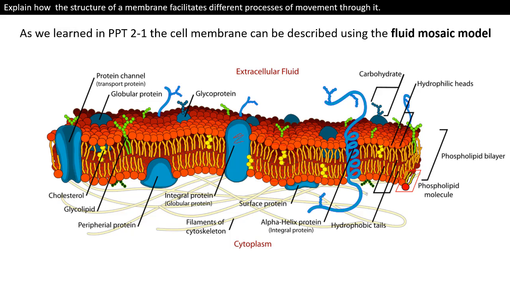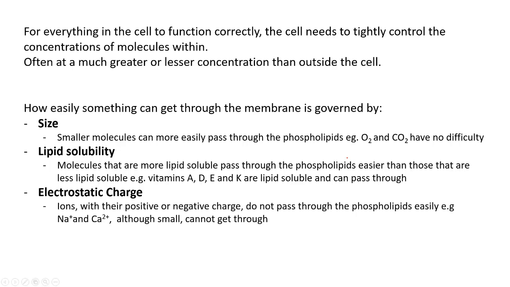Also, the proteins that are embedded in the membrane are very important. You can see up here, there's a word called protein channel, and it's a transport protein. So we know that's going to be involved in transport. So let's have a look at how this all works. If the cell didn't control what was inside it, then we couldn't have all of the reactions occurring in there that we need to happen. So sometimes it has to have some molecules at a higher concentration inside and some molecules at a higher concentration outside. And how easily it gets things through is governed by three different characteristics.